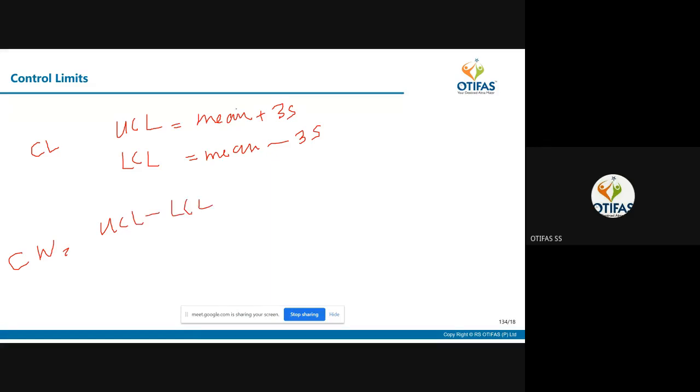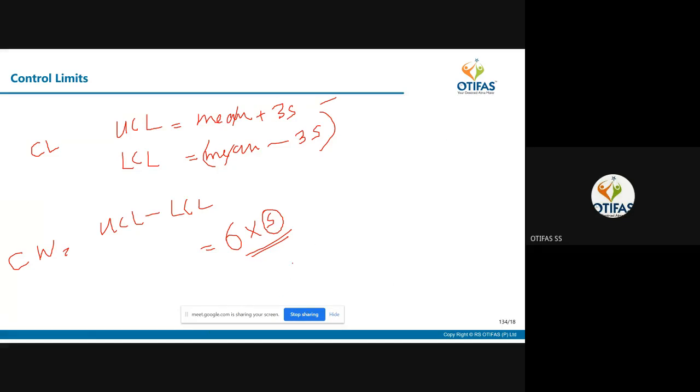That means the mean will cancel. If you subtract these two, the mean cancels, and minus 3 minus plus 3 gives 6 times the standard deviation. So your control width is 6 times the standard deviation. Now tell me, if you want to improve your control width, what are you going to improve? We learned that the lesser the standard deviation, the better the process, isn't it? If you reduce your standard deviation, your process is better. We'll discuss that.